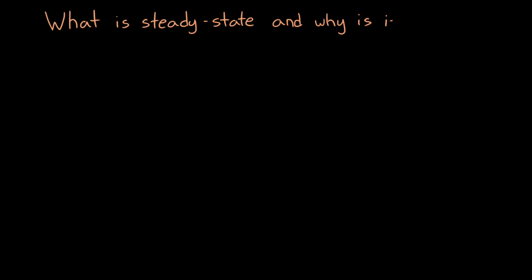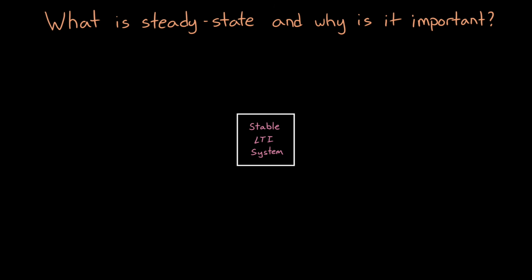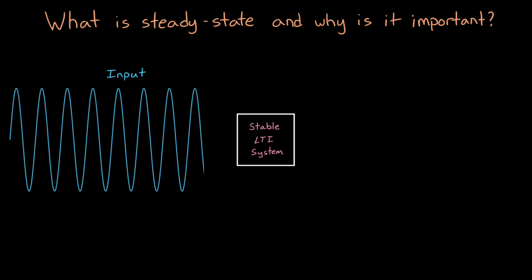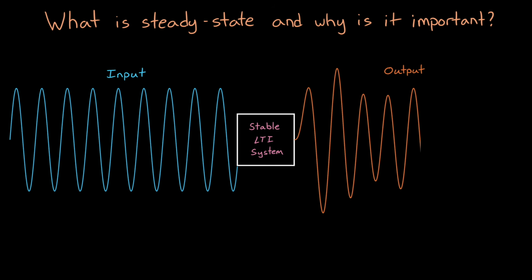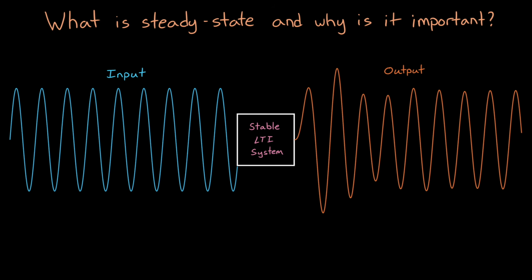For this first part, we're going to look at what steady state means and why it is important. Let's say that you have a stable linear time-invariant system and you apply a pure sine wave to it. What comes out? Well, after things settle down, what you get is another sine wave at the exact same frequency. It's just scaled in magnitude and shifted in phase.